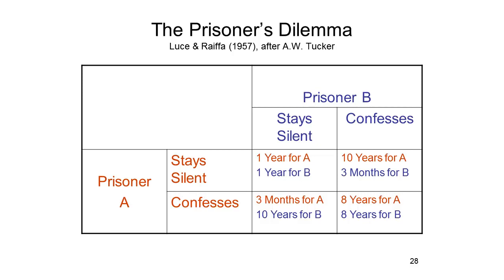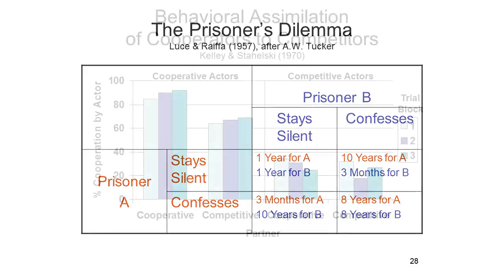Under these circumstances, there's often an initial tendency to compete. However, as the game is played over multiple trials, gradually the players will tend to evolve into a cooperative strategy. Both players eventually figure out that it's in both their best interests to remain silent.